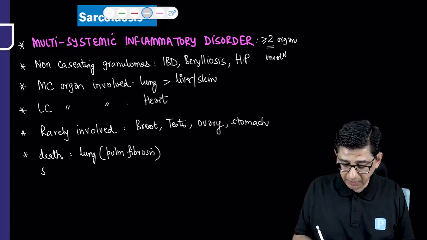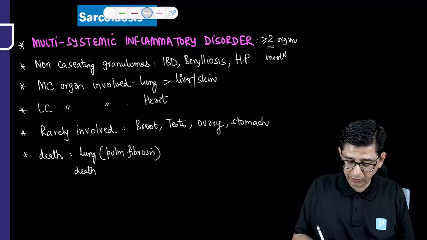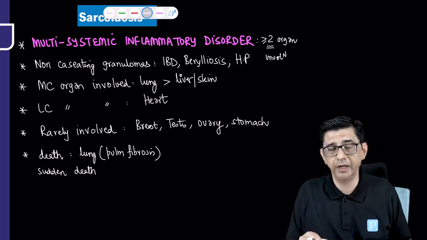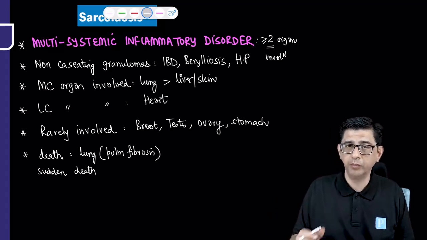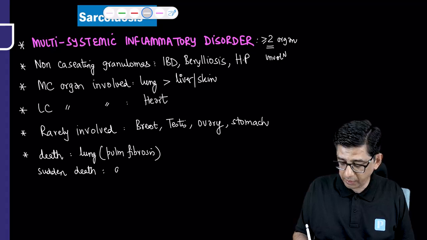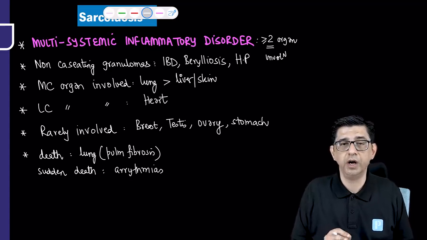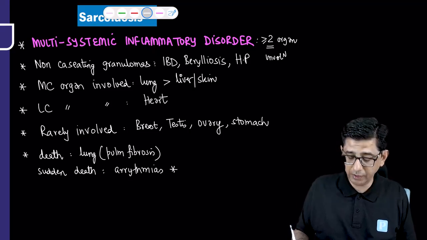And if the question says sudden death, then the answer would not be lung involvement or respiratory failure. If we say sudden death, then because the heart can be involved in this condition, the non-caseating granulomas can involve the conduction system of the heart or damage the myocardium. The damage to the myocardium can explain why tachyarrhythmias can develop in these patients as well. And in case the conduction system is involved, we could have heart blocks. So it is cardiac involvement that can explain sudden death in these patients.